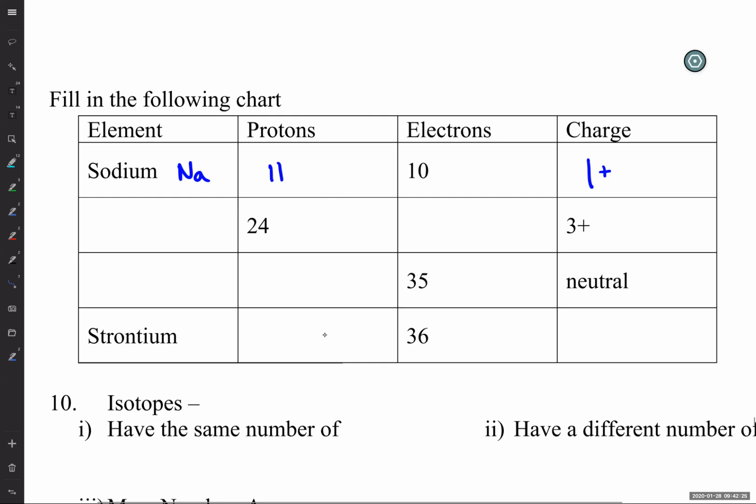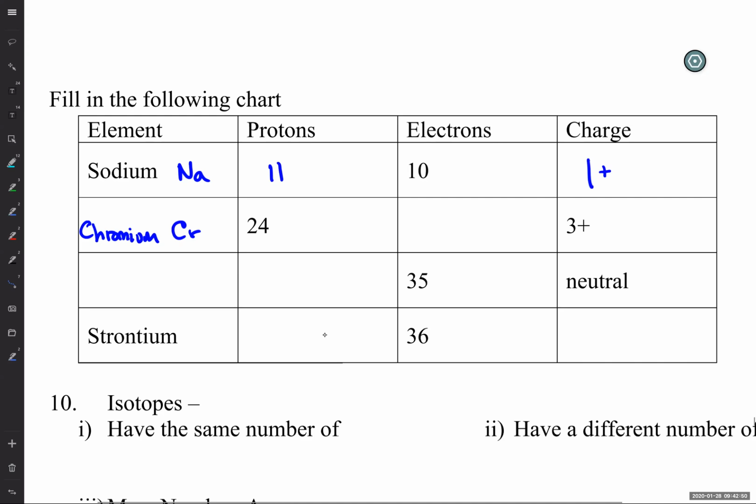Now, the next one I didn't tell you which element it is. How do you figure it out? You look at the protons. That's your atomic number. So it's chromium, Cr. Like chrome plating, that's what makes the shiny on your car. Well, now it's plastic. But in the good old days, it was actually chrome metal.